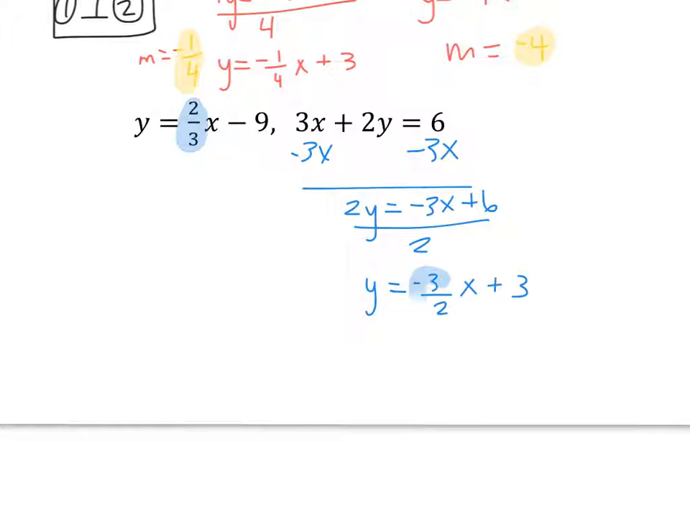And again, I want to look at this negative 3/2 there for the slope. And 2/3 and negative 3/2 are opposite reciprocals. So we can say that these two lines are perpendicular. And again, that's because the slopes are opposite reciprocals. Okay, let's look at a few more examples in our notes.